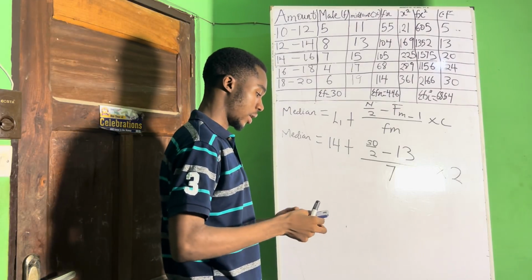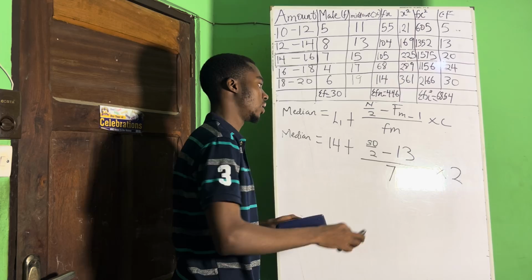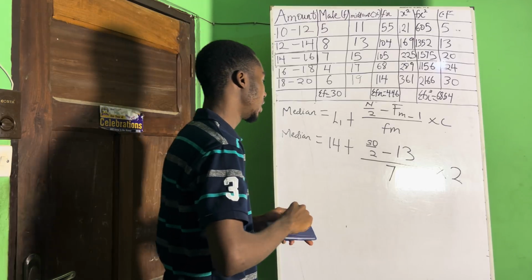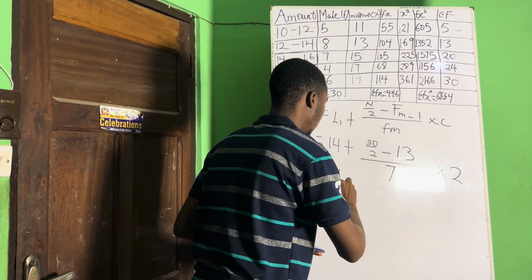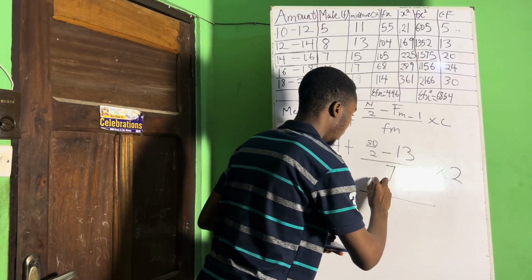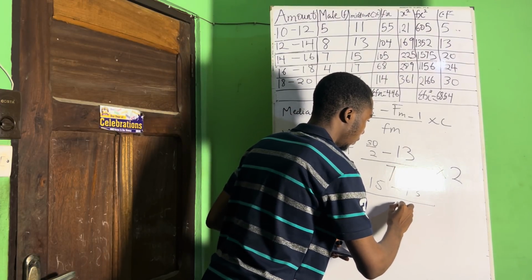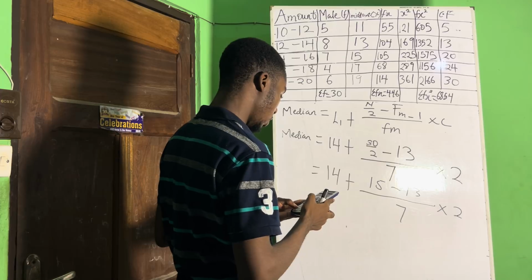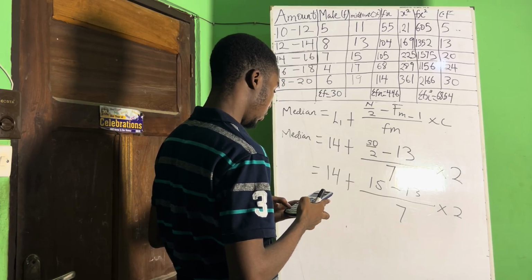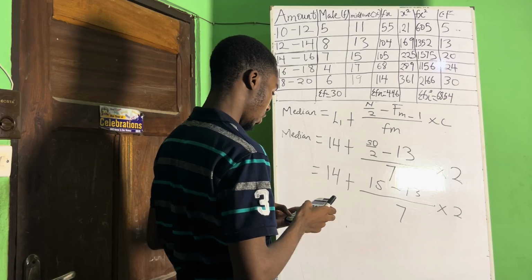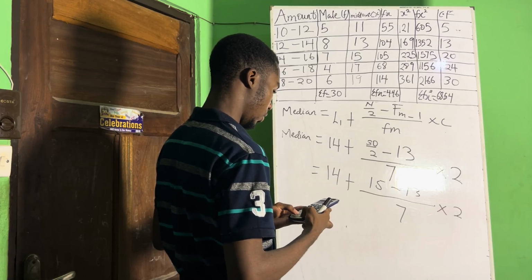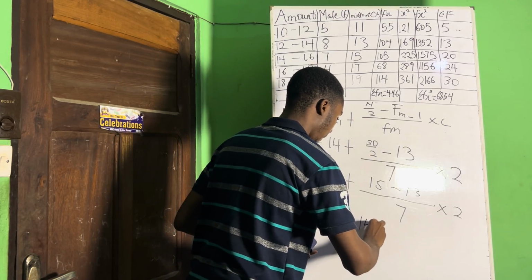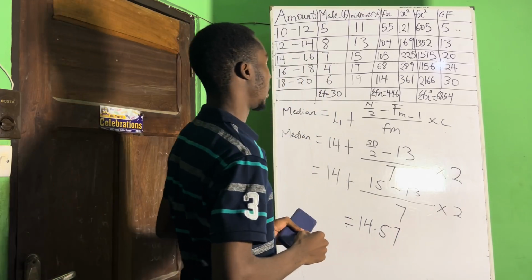So let's do it together and see what you are getting. In this part, you might easily make a mistake. So for the 30 over 2, you can make it 15 before you punch on the calculator so that you don't make a mistake. So let's simplify it. You are getting 14 plus, so this 30 over 2 is 15. So 15 minus 13 over 7, then times 2. Now we can do this on the calculator. So 14 plus a fraction. In the numerator, we have 15 minus 13, over 7, times 2. And we are getting 14.57. So this becomes our median.